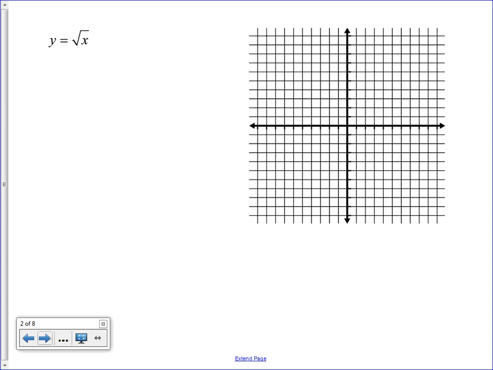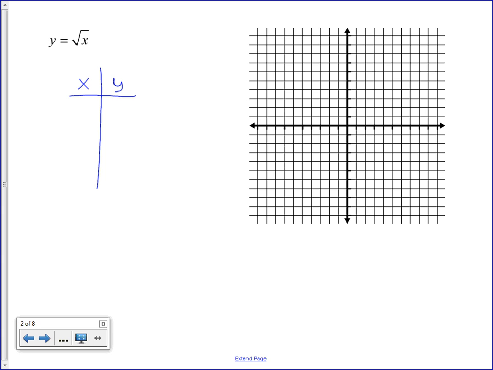So to start out graphing any parent function, it's helpful to see a table of input and output values. And we're going to choose our input values wisely. Because we know we're going to have to take the square root of x, we're not going to use any negative values for x. This function is not defined for negative values. For x, only positive values.